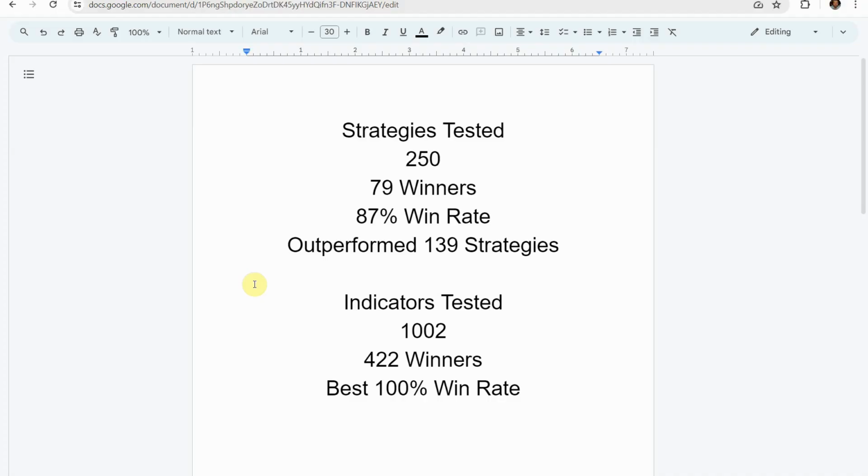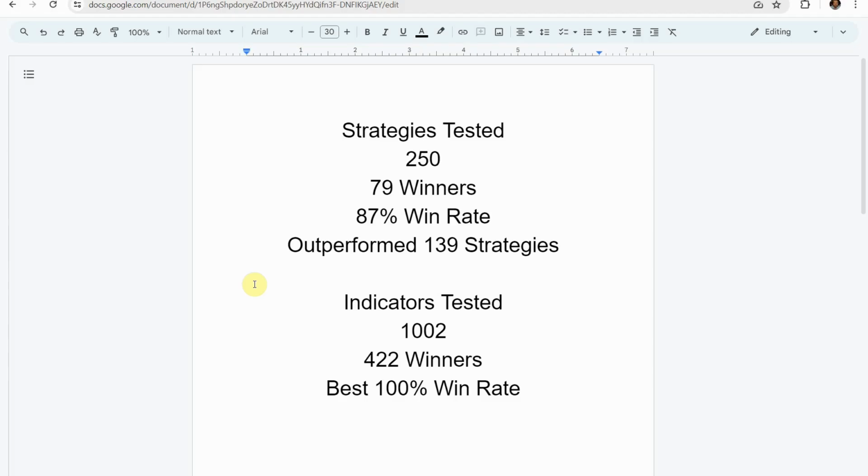Alright, as I said, today we will be testing a 5-minute scalping strategy. Before we do though, I wanted to put the testing scoreboard up for everyone to see. So to date, we have tested a total of 250 different strategies, with 79 of them being winners. The best one so far was able to achieve an 87% win rate. That was achieved using the Academy of Forex indicator.